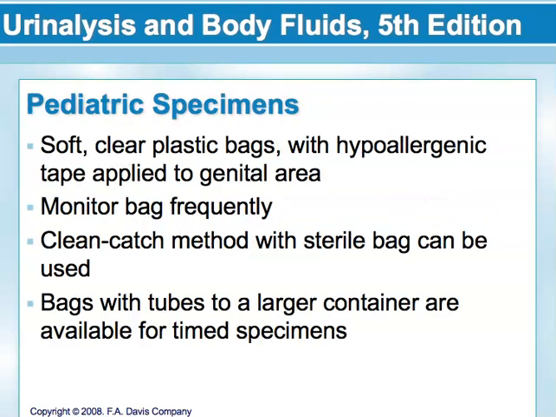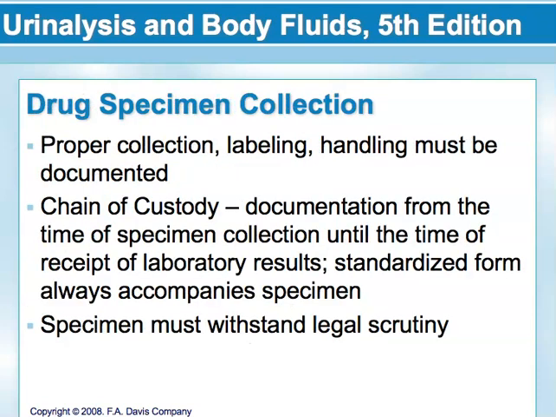And then pediatric specimens. They make soft, clear plastic bags that have hypoallergenic skin adhesive to attach to the genital area on the baby. You want to be careful not to contaminate by touching the inside of the bag when you're applying it. And then you're going to sterilely transfer the specimen to a sterile urine container and label the container. Sterile samples can also be obtained from babies through suprapubic aspirate or catheterized specimens, but you don't want to have to do that to a baby if you don't have to.